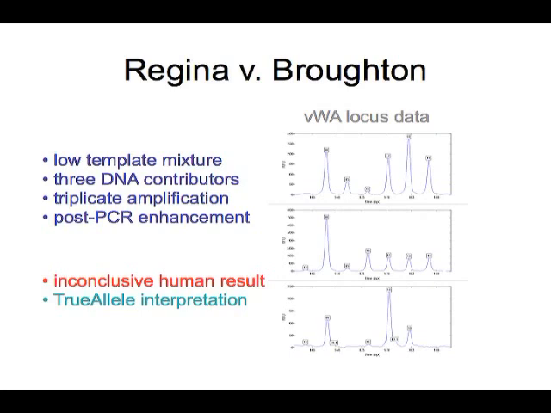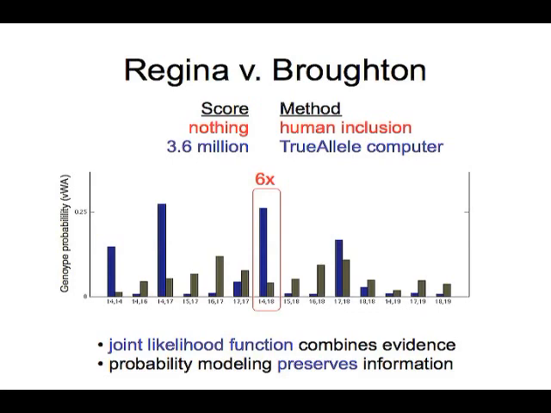Well, human inclusion produced nothing. The true allele computer had a score of over 1,000,000 to 1. We can see how this happened. Here's VWA again. In brown, you see the brown bars are showing the probability distribution at the allele pairs before the computer considered the evidence. In blue, after you see the evidence.